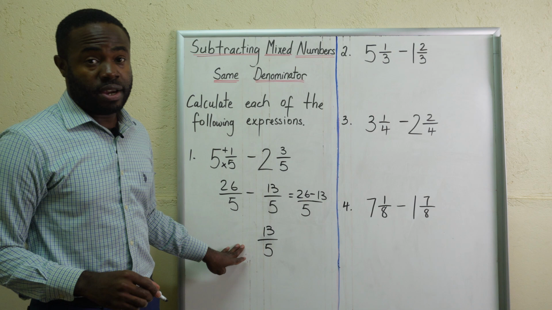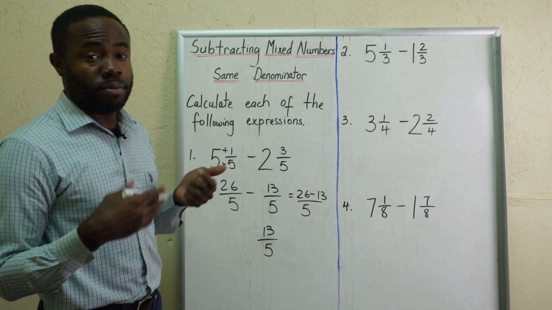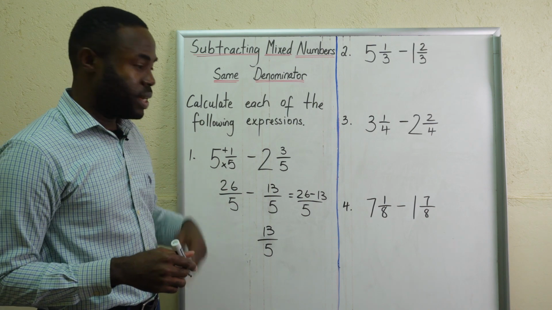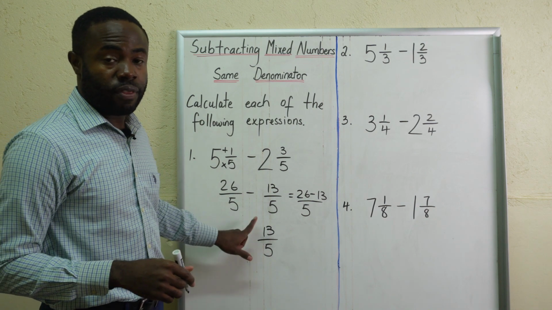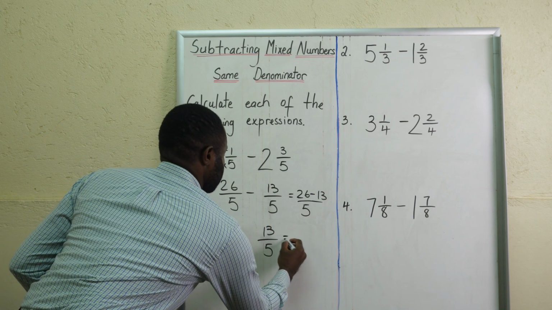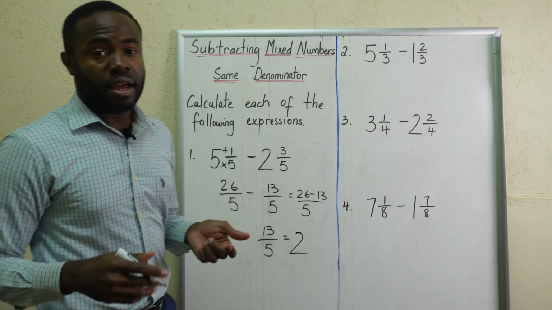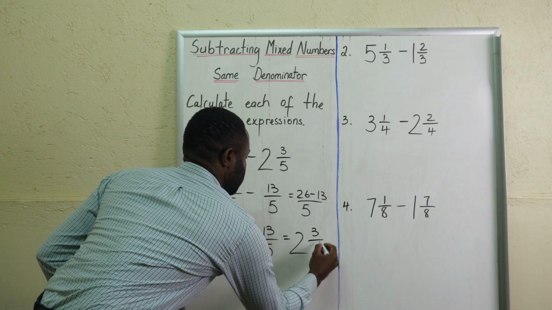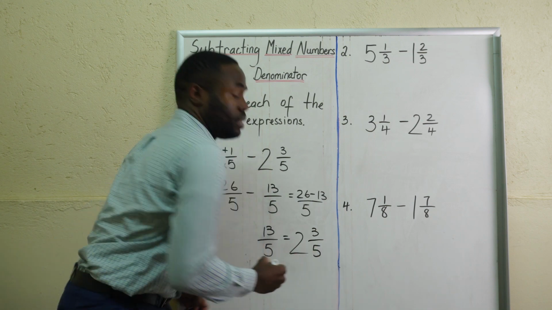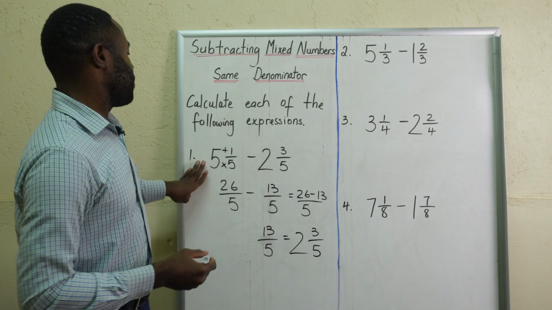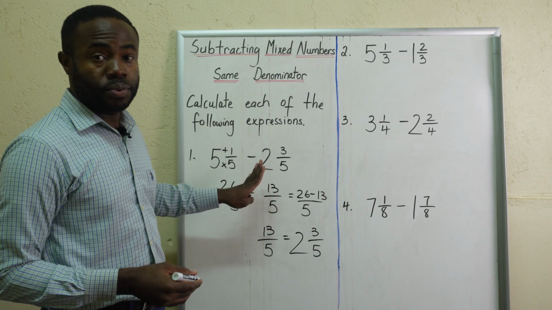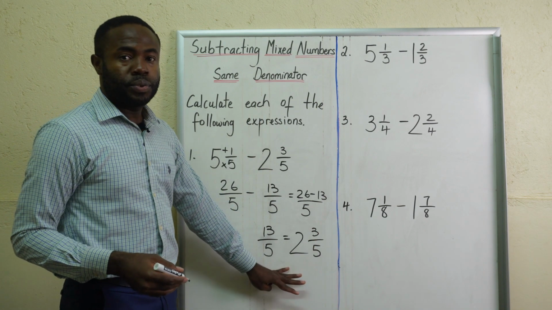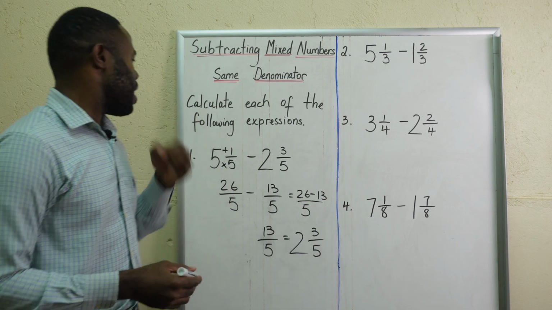Now, this answer here is an improper fraction. Remember now that improper fractions can be converted back to mixed numbers. So in doing that, we'll divide 5 into 13, and that goes 2 times, and that will leave a remainder of 3. And then we write back our denominator. All right, so 5 and 1/5 minus 2 and 3/5, when subtracted, we'll get 2 and 3/5. All right, cool.